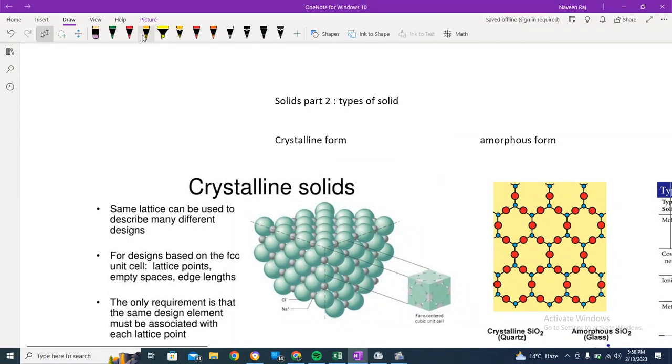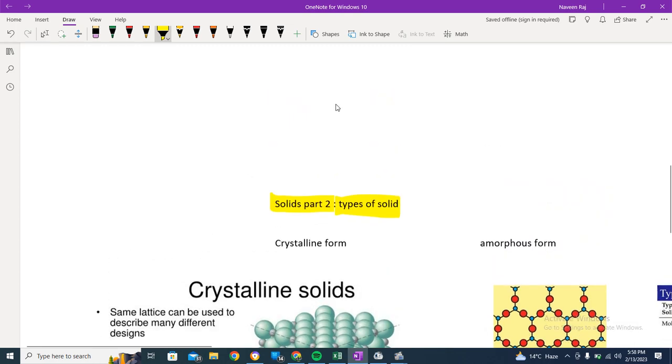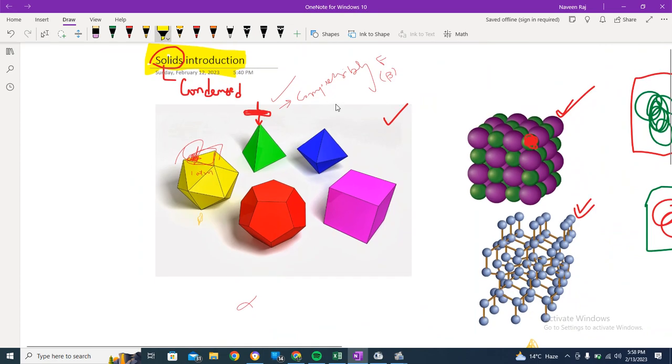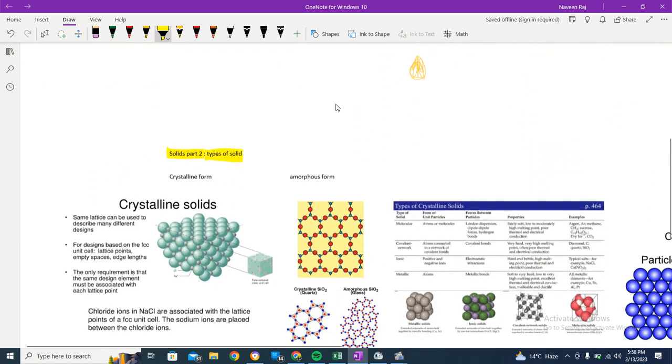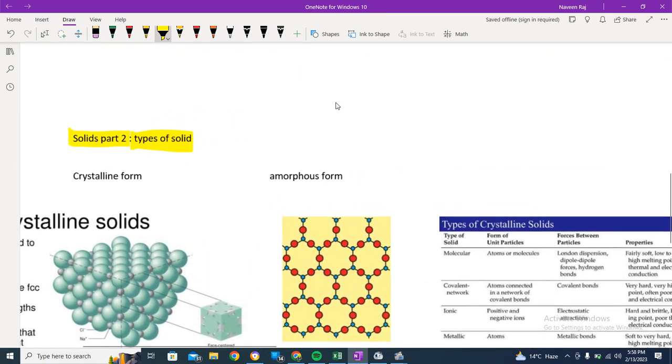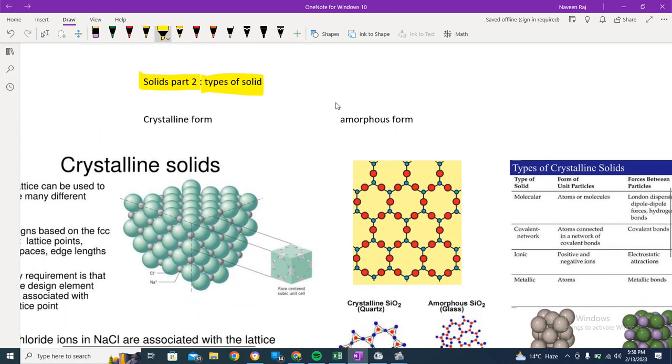And in today's video we are back with part 2 of the solids series, and today we are discussing the types of solid. In the previous video we were done with the introduction to solids, and if you haven't checked out that video, do check it out from our playlist. Yesterday we did an overview of solids, and to make the concept clear, you must watch part 1.